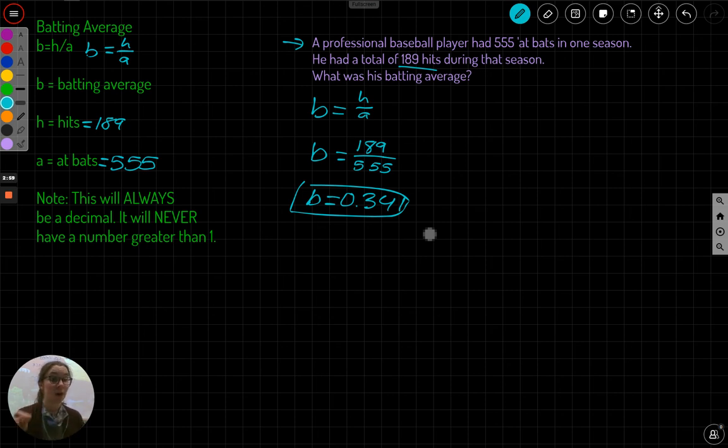You will never have 1 or greater point. It will always be 0 point. If you don't have 0 point, you've done something wrong and you need to go check your work. And that's it for batting average. And that's the third of 3 formulas for today.